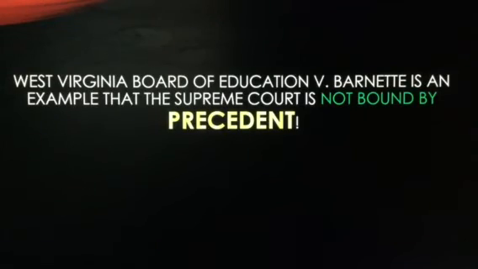West Virginia Board of Education versus Barnett is an example that the Supreme Court is not bound by precedent. Just 3 years earlier was the Gobitis decision. This decision was just 3 years later, and the Supreme Court made a totally different ruling in this case. They overturned the Gobitis decision. The result of this ruling is that public school students today do not have to stand and recite the Pledge of Allegiance or salute the flag.